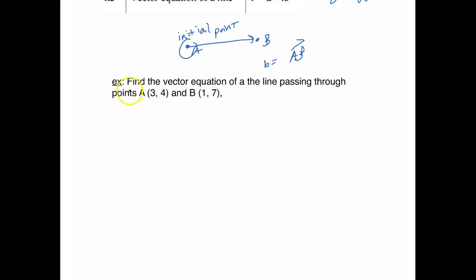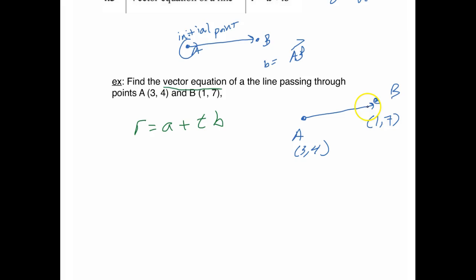Okay, now let's apply this equation with this example right here. So find the vector equation. When you see that, you're going to write this down. Now we just have to find the initial point and the velocity vector. So it passes through a point A (3,4) and B (1,7). You can do it any way you want. We'll say A is my initial point. You can make B your initial point if you really want to. We'll say B is over here, (1,7). So we're going to have it go this way. You can have it go the other way if you want. It just changes your initial point.